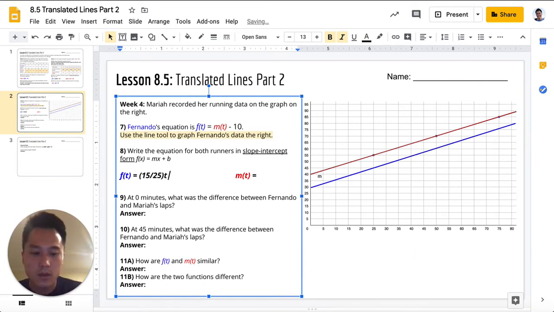times t plus the y-intercept. At 0 minutes, he had 30 laps. 15 over 25 is a fraction. I can simplify that. I can divide both numbers by 5. So 15 divided by 5 is 3. 25 divided by 5 is 5. So 3 laps every 5 minutes, or 3/5 times t. For Mariah, I know she runs at the same rate, so it's going to be the same slope. 3/5 times t plus, and her y-intercept at 0 minutes, she has 40 laps.